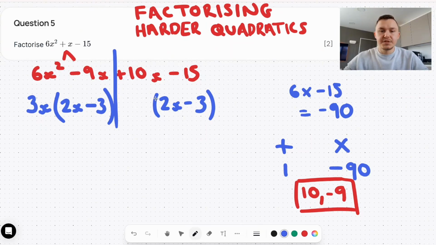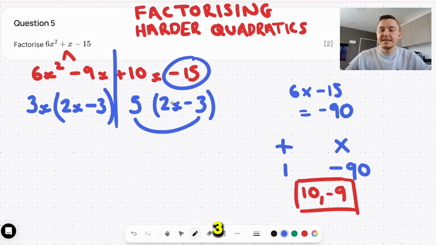So I can see that 2 multiplied by 5 would get me 10x. So check that. 5 times 2x is 10x. Good. And 5 times minus 3 is minus 15.